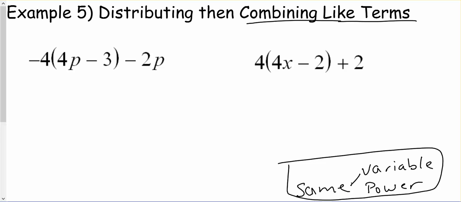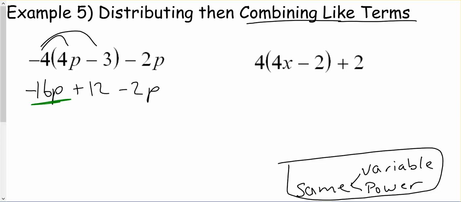So we multiply -4 times 4p and we get -16p. -4 times -3 and we get +12. And then we're subtracting 2p, and so we can see that -16p and -2p are like terms because they have the same variable p, and both of them are to the first power. So then it's just, what's 16 minus 2? Well, that's -18. Keep our variable. So -18p plus 12.